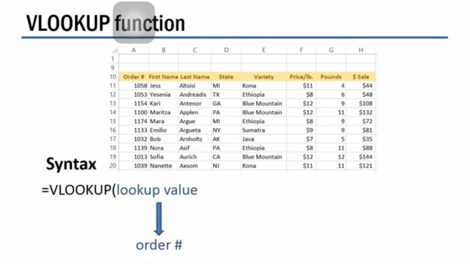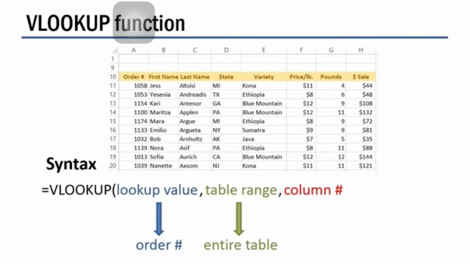Now, because you have to have commas separating the arguments in any function, after you put in the lookup value, you type in a comma, and then the second argument is the table range. In our example, that's going to be the entire table. But keep in mind, it doesn't always have to be that. Then we put in a comma, and the third argument is the column number. Now, let's say we want to get the sale amount, and you can see here that's the last column in this table. In this instance, that's column number 8.